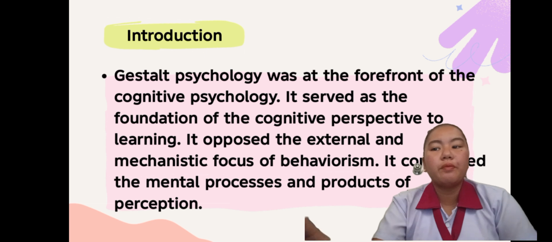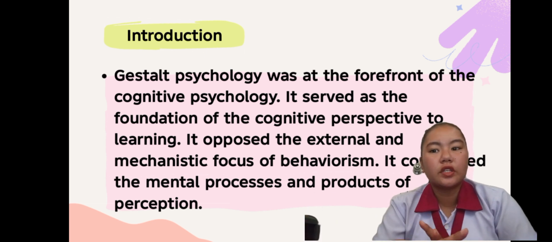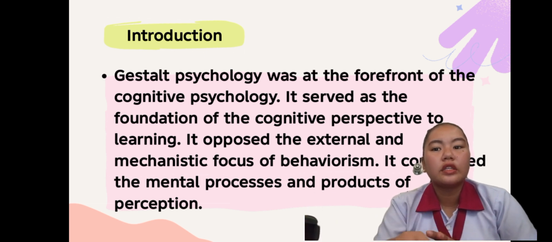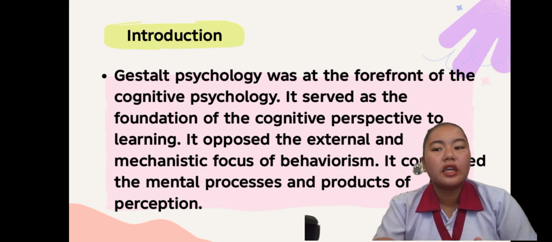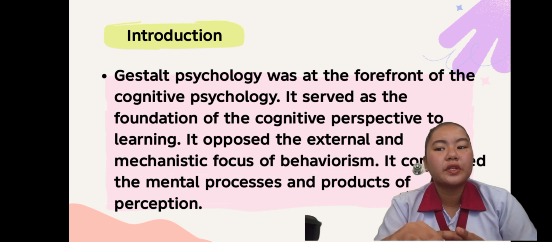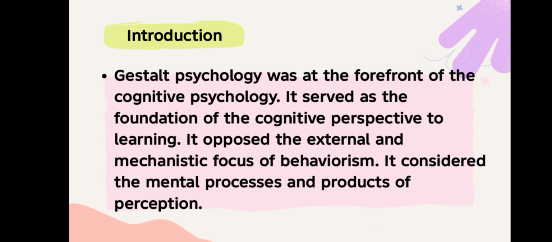For example, when you look at a picture of a tree, you don't think of the leaves, the branches, and the trunk separately. You instantly see it as one tree. That is Gestalt perception, seeing the whole picture first.